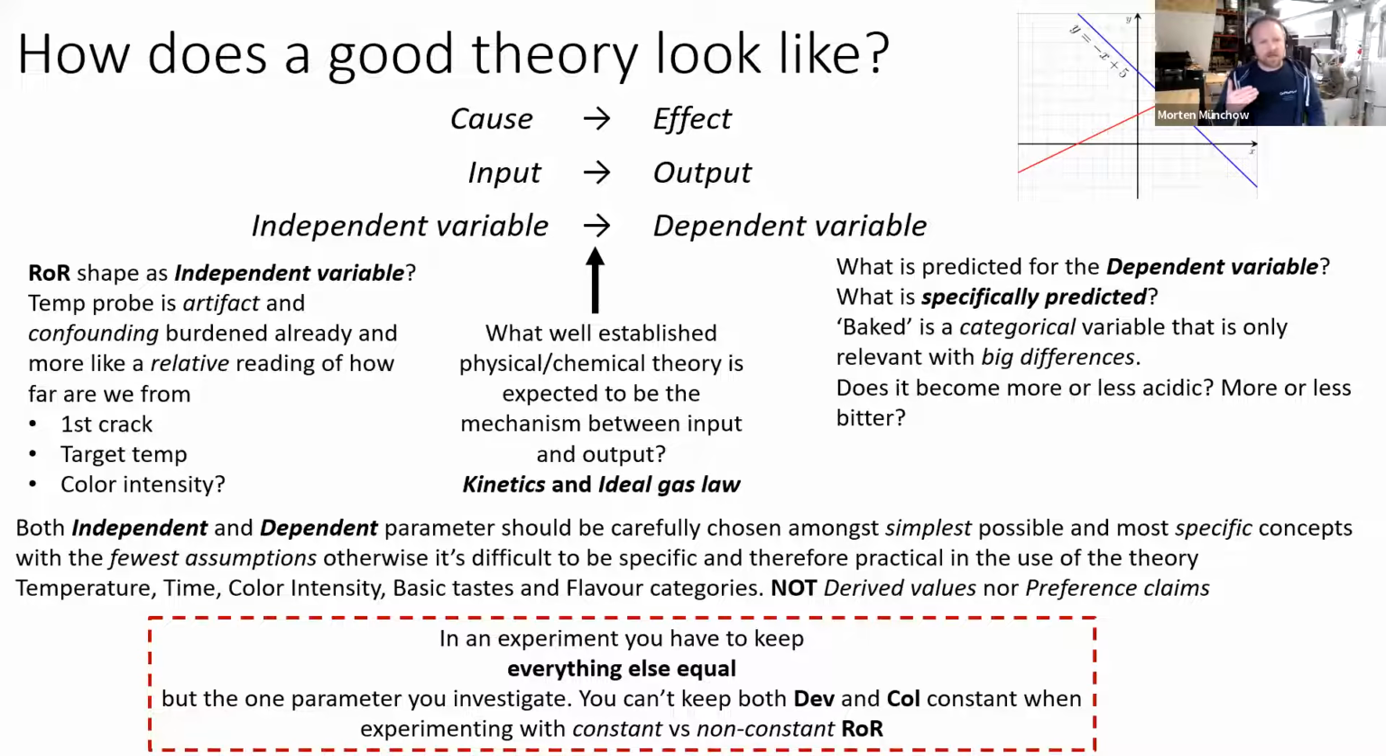So, another thing is that you can see here the arrow between the cause and effect. That's the expected mechanism that causes this relationship between cause and effect. And it has to be established in some already well-established physical or chemical theory. And I think that the discipline of kinetics, the speed of chemical reactions, and also the ideal gas law, that's the kind of explanations we should be looking for, right?